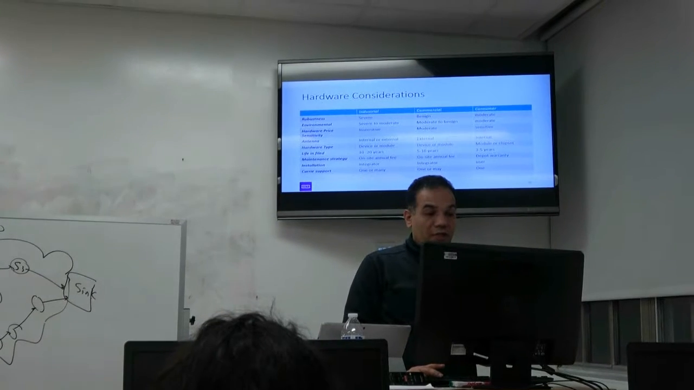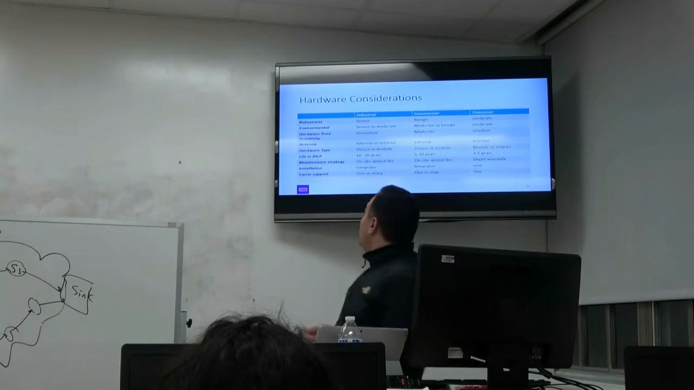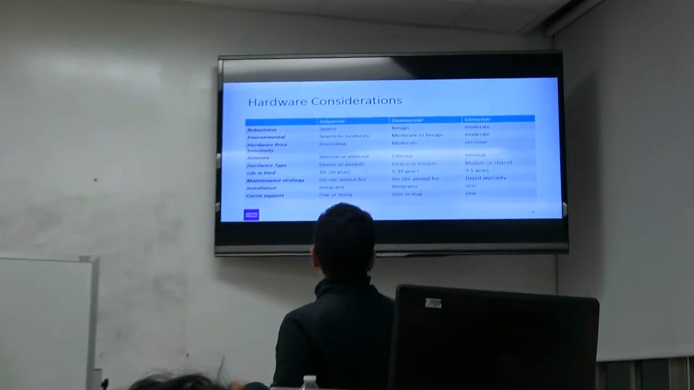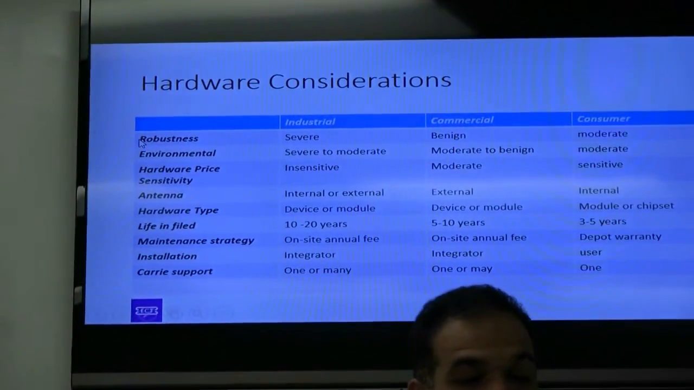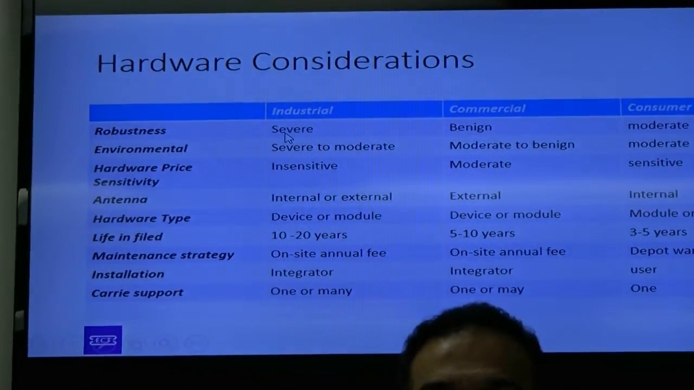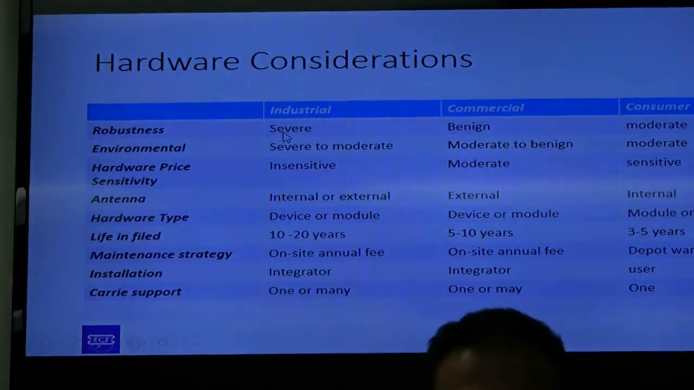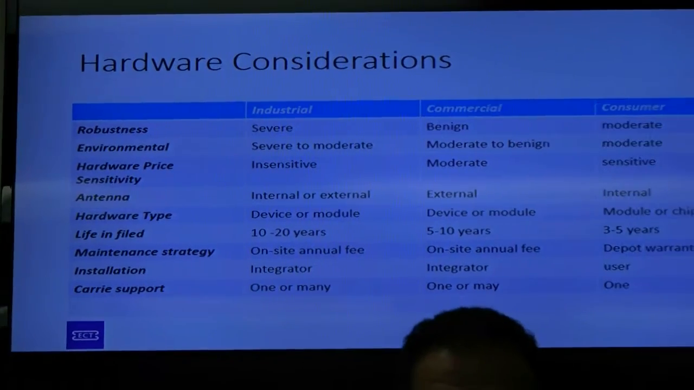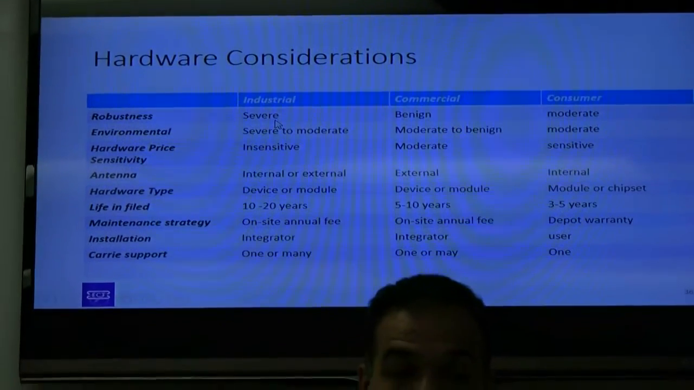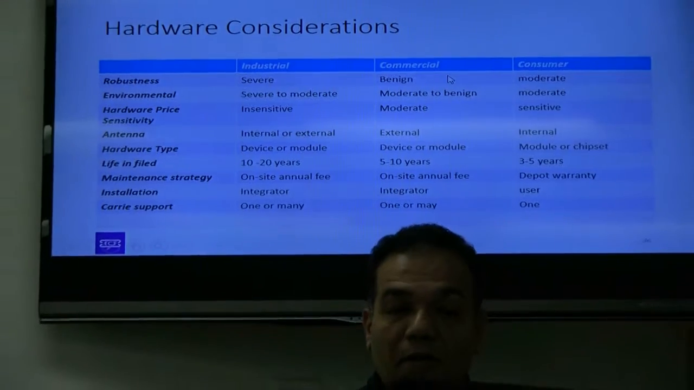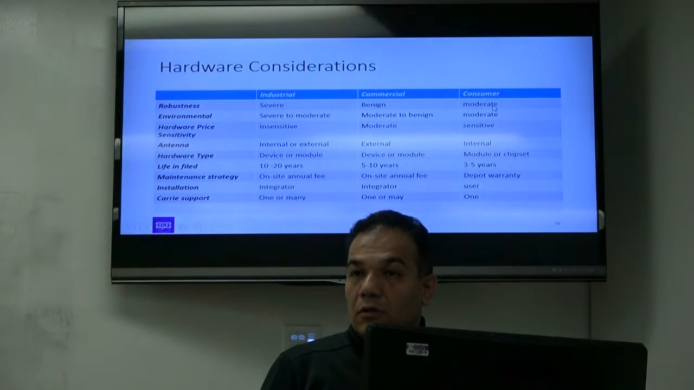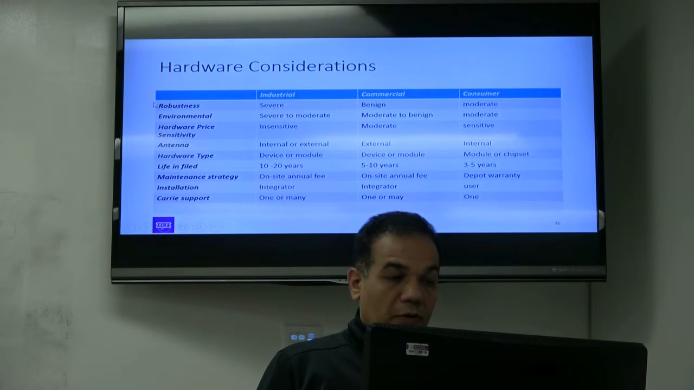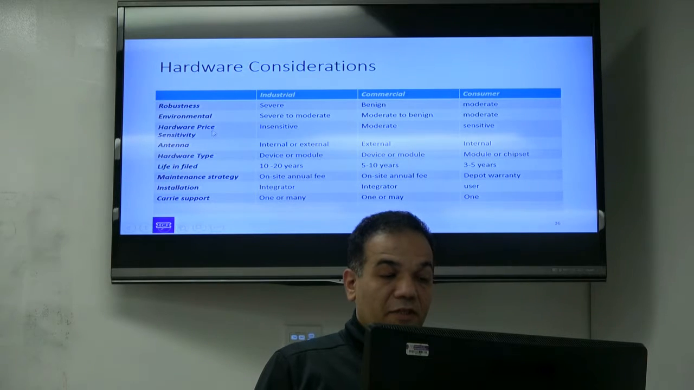The hardware could be industrial, commercial, or consumer. For example, what about robustness? For industrial, it has to be very severely robust. It will be very robust, but also very expensive. In commercial it's benign, it does not matter much, but for the home consumer it's moderate. So you can talk about robustness, environment, hardware, precise sensitivity, antenna.